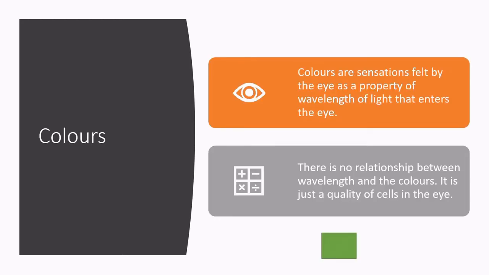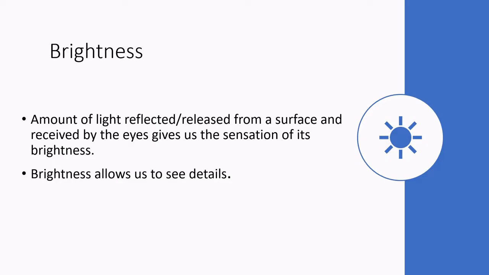And if you consider colors, they are just sensations felt by the eye. It is a property of the wavelength that enters the eye. Actually there is no relationship between wavelength and the colors. The colors are defined by your brain considering the signals coming from the cells inside your eye.